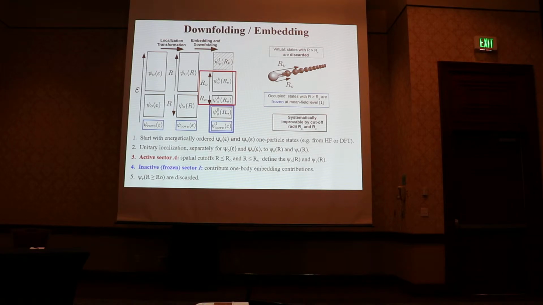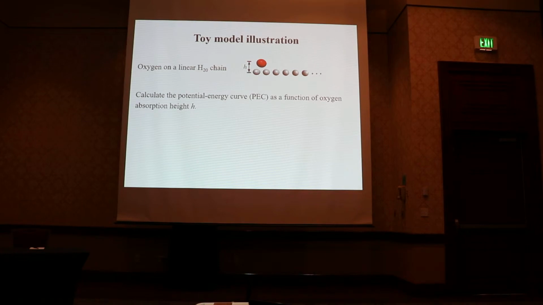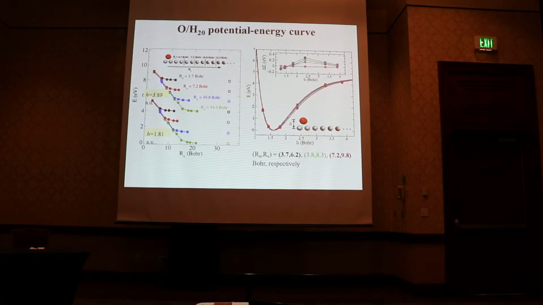You essentially eliminate the core states from the spectrum. And we also discard all of the virtual states that are outside of this spatial cutoff. And you can tune this to get back the exact result by just increasing these localization cutoff radii. So first I'm going to just illustrate the calculation using a toy model, just looking at oxygen on a 20-atom hydrogen chain and looking at the potential energy curve as a function of the absorption height.